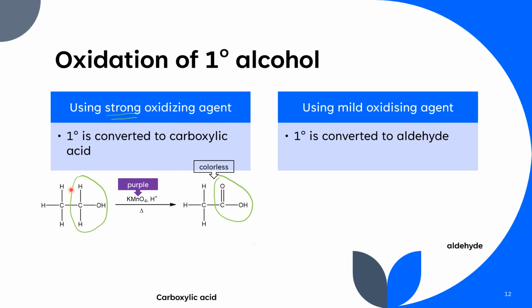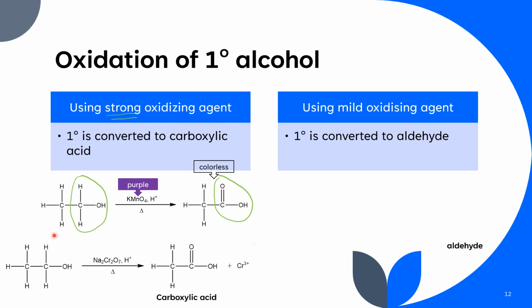You only need to focus on the C that is directly bonded to OH. Okay, so the whole group here, including these two hydrogens, will turn into COOH. Okay, and that is carboxylic acid.